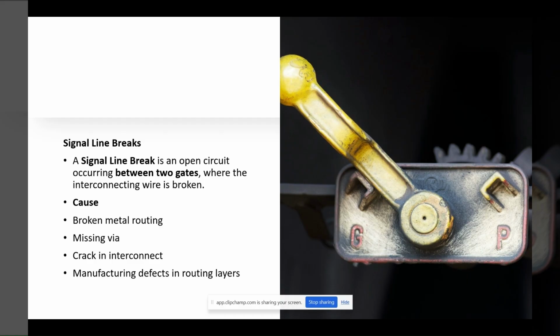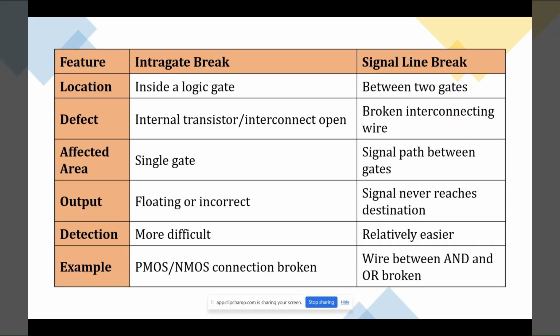Coming on to the signal line break, it is an open circuit occurring between two gates where the interconnecting wire is broken. It is caused mostly by broken metal routing or a missing via. You can understand what a via is in the layout process. If you look at a layout, the via is one of the important parts. If it is missing, then a signal line break may occur. Sometimes cracks in the interconnect, or any manufacturing defect in the routing layers, also result in a signal line break.